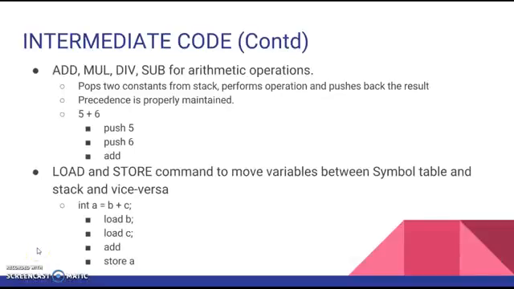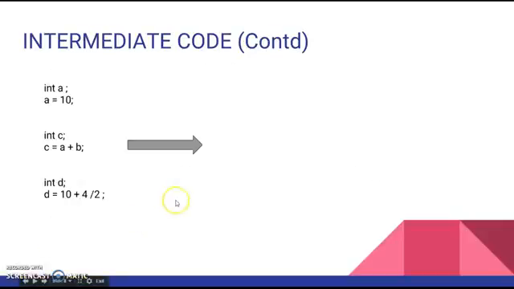Our intermediate code is composed of several opcodes which make it easy for runtime execution. For addition, multiplication, division and subtraction, we use push command to push both the operands onto the stack and then perform the operation. The load and store commands are used to move the variables between the symbol table and the stack. Let us now look at some sample intermediate code.